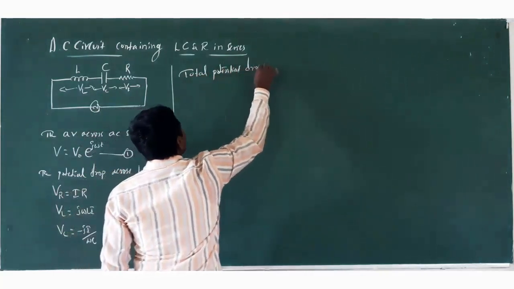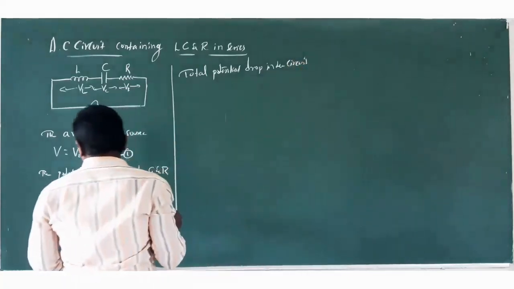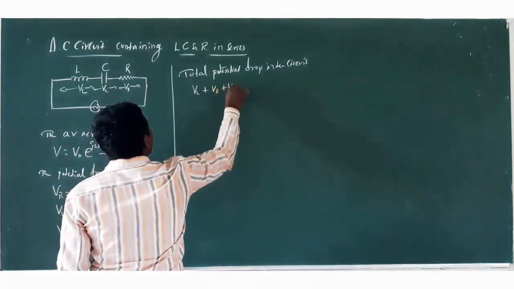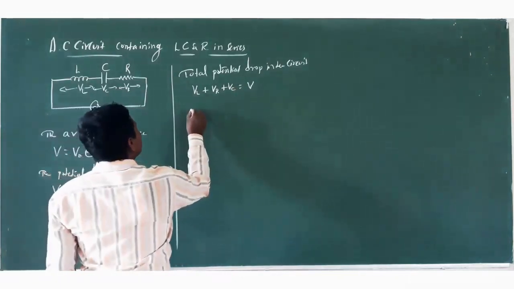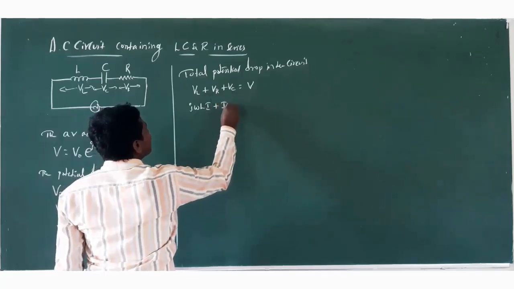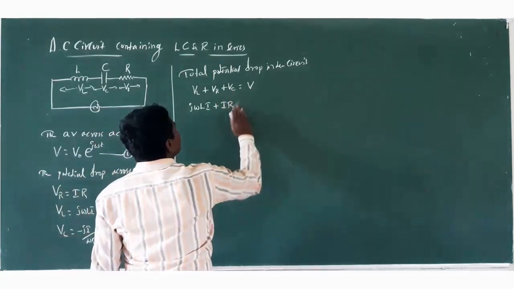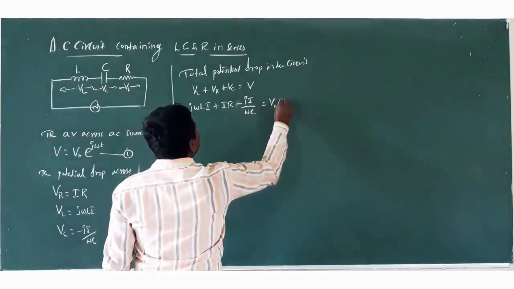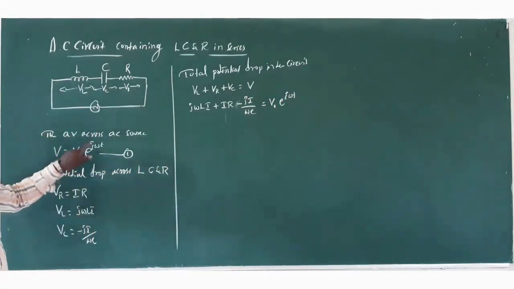Now the total potential drop in the circuit can be represented by VL plus VR plus Vc, which is equal to the voltage across the AC source. So here VL is nothing but j omega L I plus VR, in the sense I into R, plus Vc, in the sense minus j I divided by omega c, which is equal to V naught e raised to j omega t, because we know that V is equal to V naught e raised to j omega t.